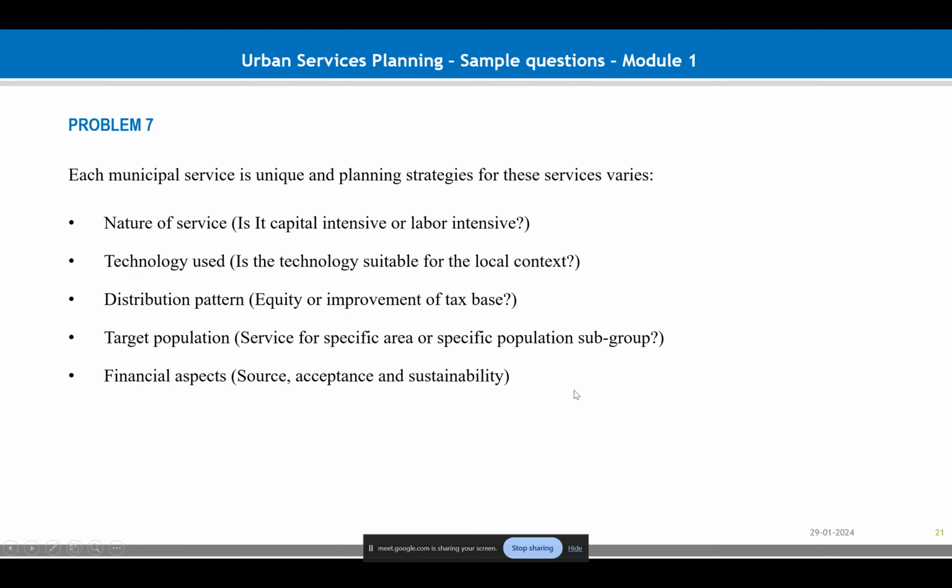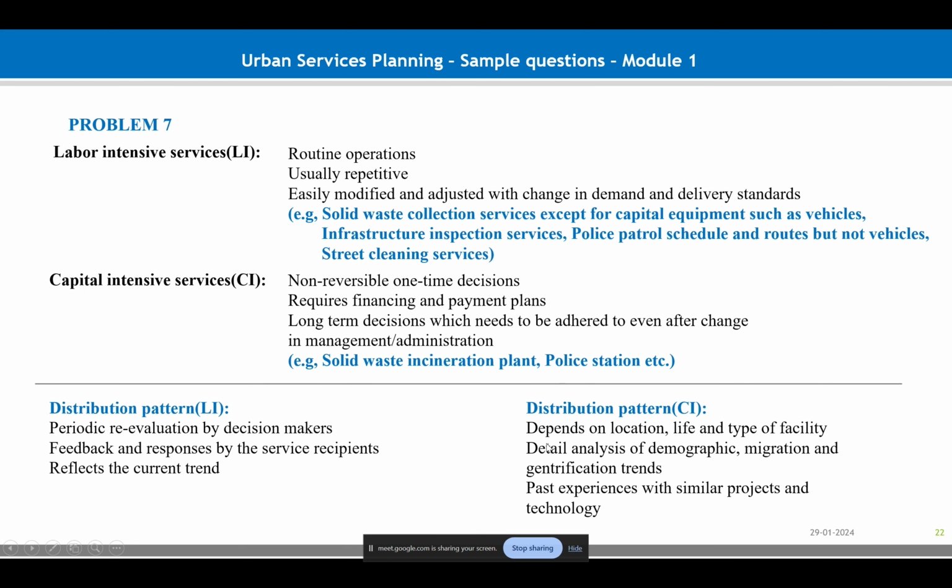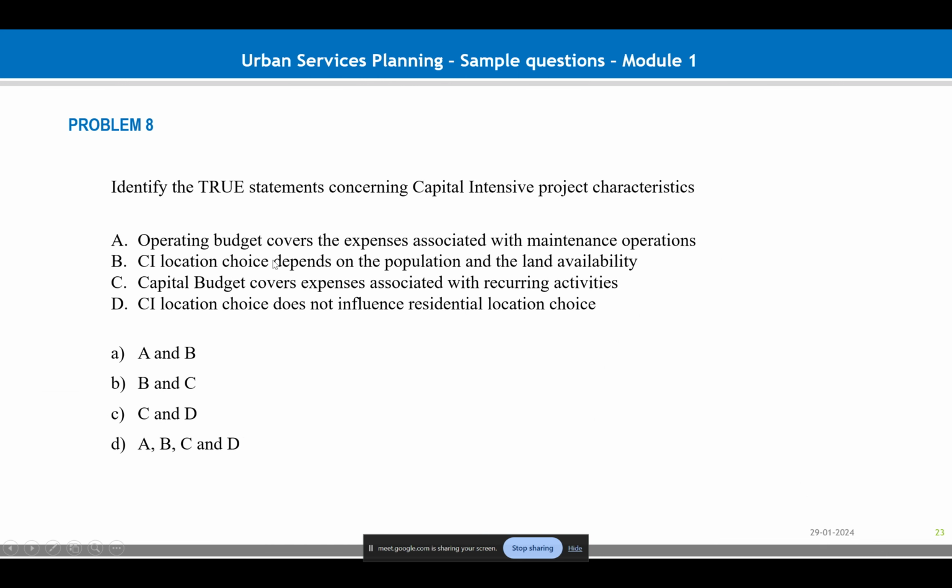For instance, if it's inclusive planning, then you're targeting a subpopulation so that they can also be part of that. So who's the target population that you're targeting? Or within the target population, is it one particular region that you're targeting, or the entire region? And then you have the financial aspects. So yes, this is what we have discussed. I'm not going into detail. This is also there in the lecture.